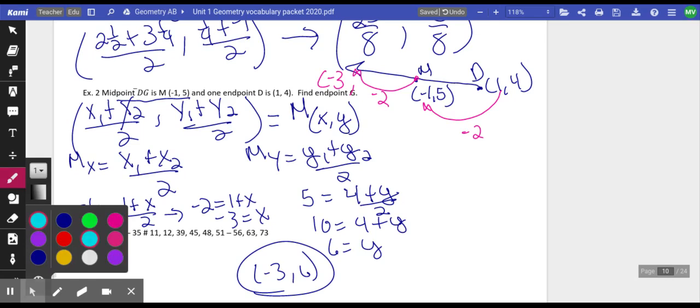The y coordinate, I go from 4 to 5, so I go up 1. And so then if I go from the midpoint to the other end, I go up 1, which gives me 6, which also gave me the answer -3, 6.